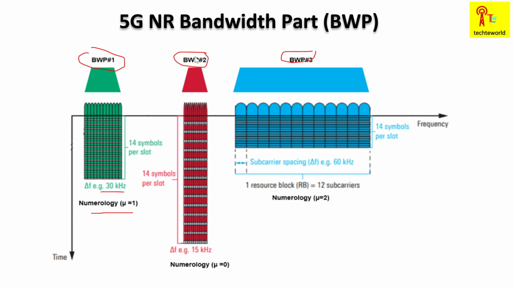Let's consider bandwidth part 2. It has a numerology of mu equal to 0. If mu equals 0, what will be the subcarrier spacing? 15 kilohertz. If you don't know about numerology or subcarrier spacing, we have a video on our channel about the 5G-NR frame structure, so you can watch that video and get a good understanding of these terminologies.